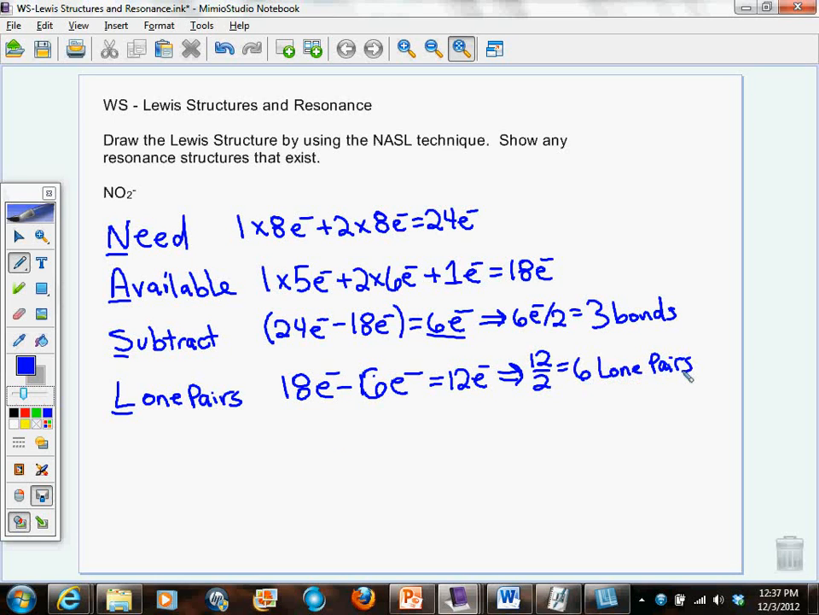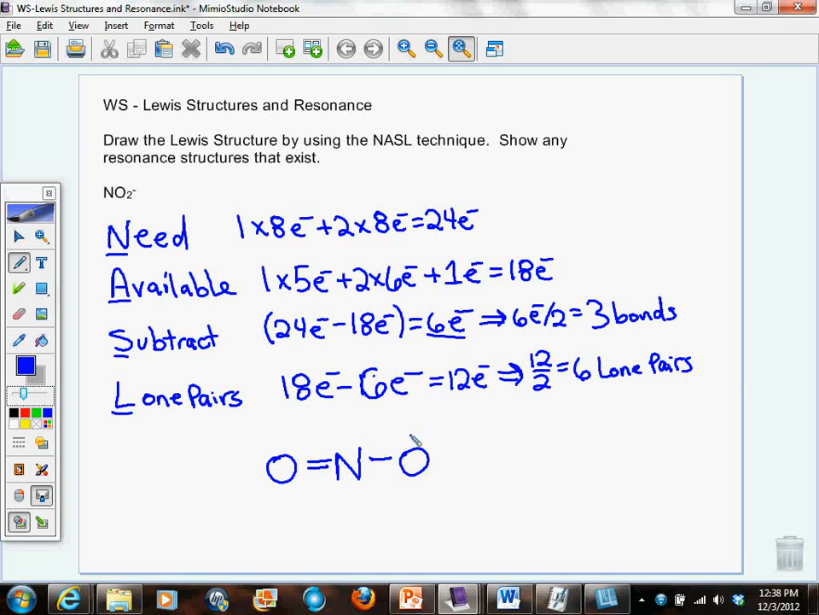Well, the least electronegative element up there is nitrogen, so we put that in the middle. Now I have an oxygen on one side and an oxygen on the other side. And I need 3 bonds, so I'm going to put 1 bond to one of them and 2 bonds to the other one. Now I have to fill in with the lone pairs. I'm going to have my 6 lone pairs up there.